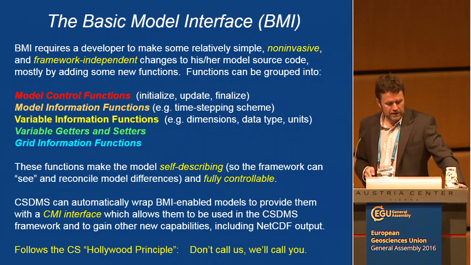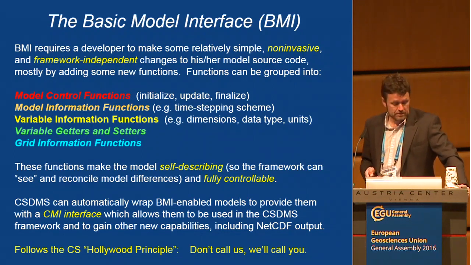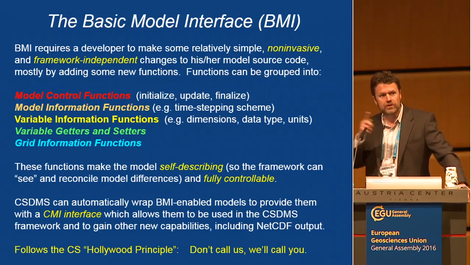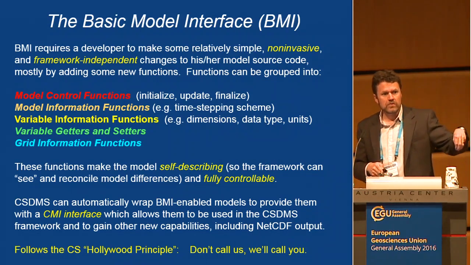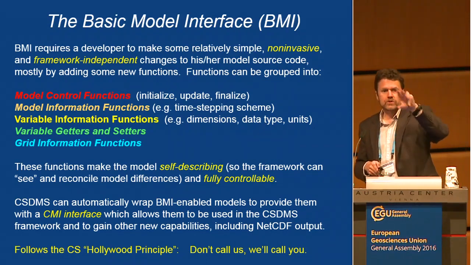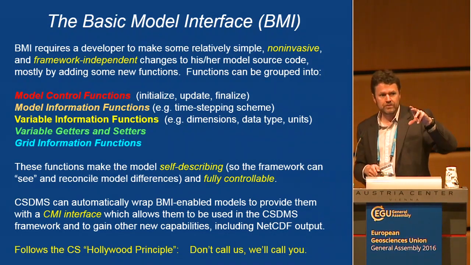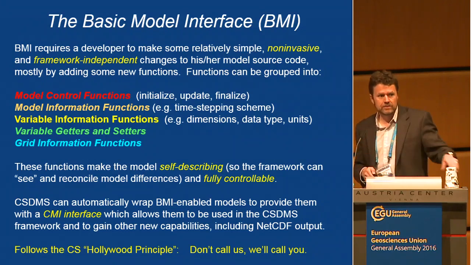And I guess the third important thing is these variable getters and setters, because in order for variables to pass between two components that are connected, the framework has to call a get on the one that's providing it, and then has to transform it somehow with units or grid or whatever, and then do a set on the one that's getting it.